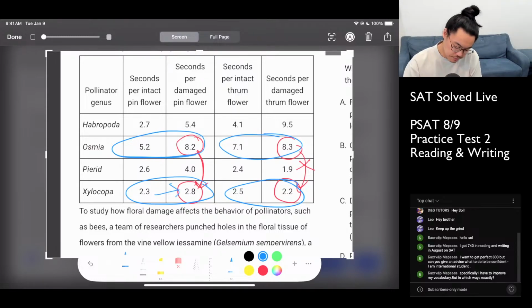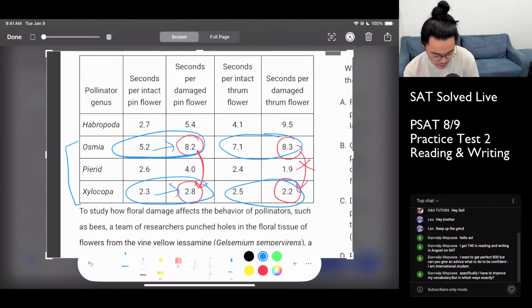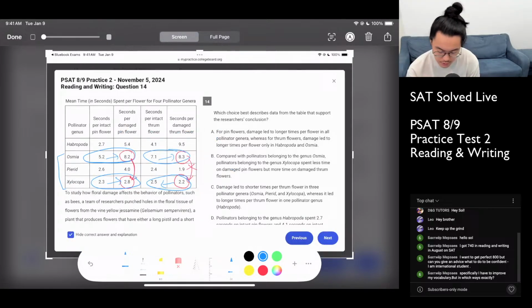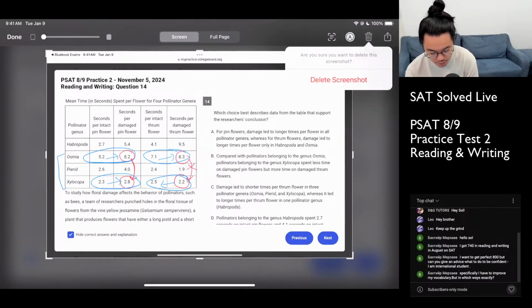No. As with osmia, Psilocybe spent more time on damaged pin flowers. However, unlike osmia, it spent less time on damaged thrum flowers. If it had specifically said that, then B would be recoverable, but that is not what it said, and I definitely rushed through that one.